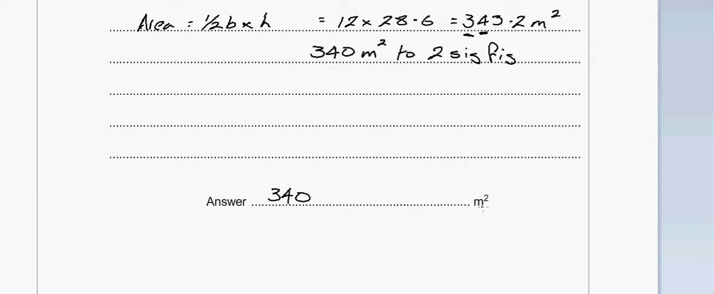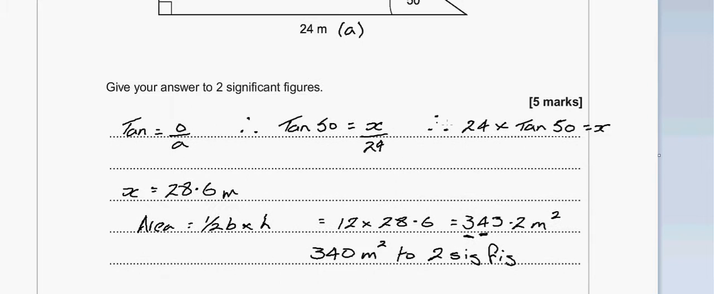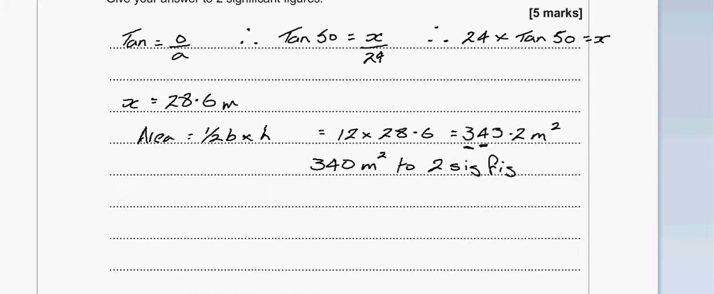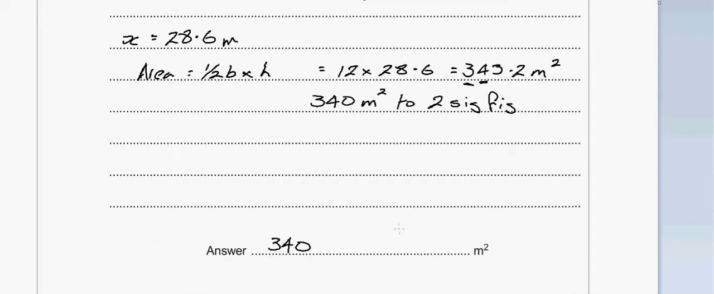Okay, so I would say that this is 340 meters squared. Okay, so the trig will give you the height, which is what we want. Once we've got that, area is half the base times the height, or base times height over 2, whichever you prefer. Then remember, go back to the question, and it says here 2 significant figures. Okay, so make sure that you understand significant figures. So we move on to the next question.